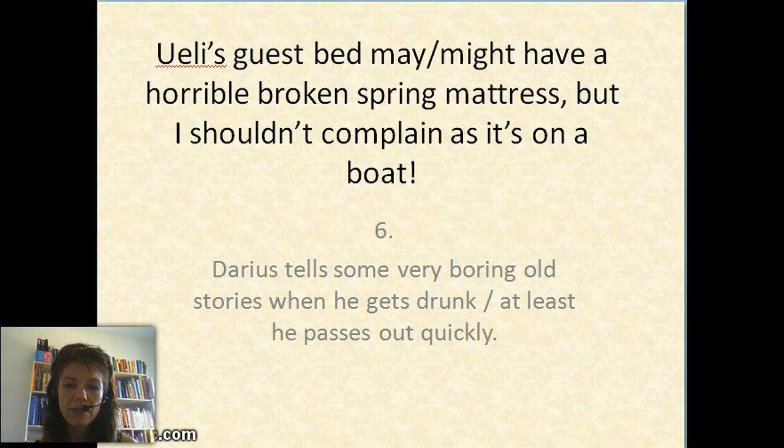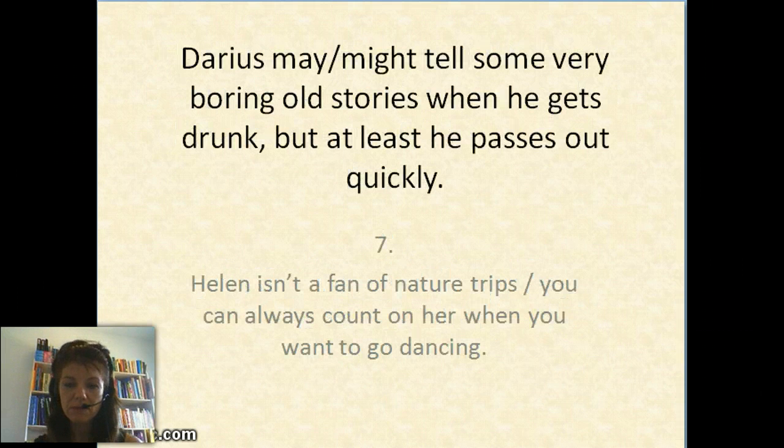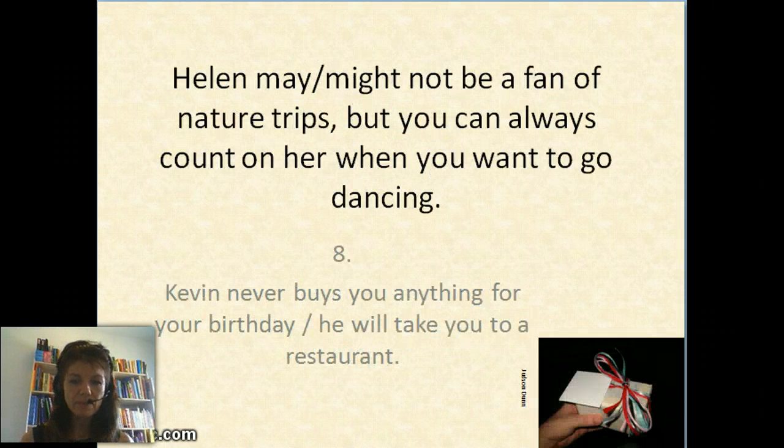Here is 6. Darius tells some very boring old stories when he gets drunk. At least he passes out quickly. Darius may or might tell some very boring old stories when he gets drunk, but at least he passes out quickly. 7. Helen isn't a fan of nature trips. You can always count on her when you want to go dancing. Helen may or might not be a fan of nature trips, but you can always count on her when you want to go dancing.